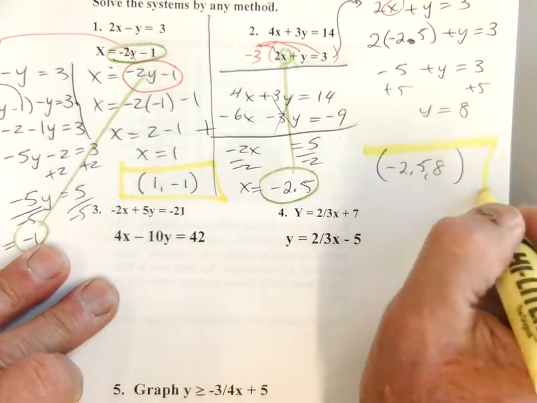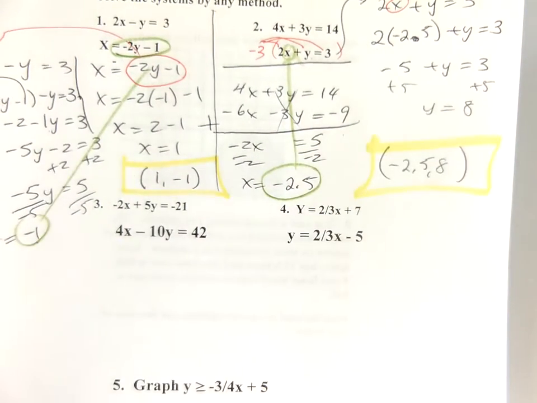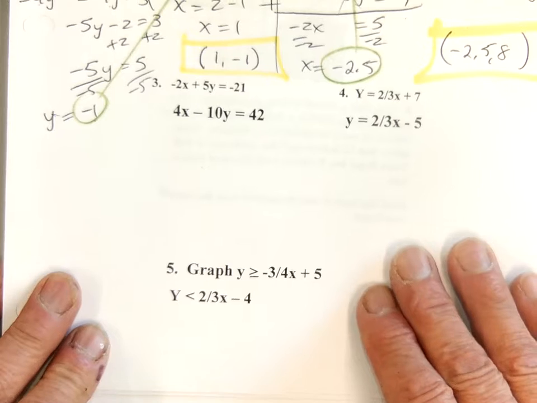All right, let me see. You guys got it? Thumbs up? Okay. If it's sideways, thumbs okay too. Okay, good. Okay, number 3.